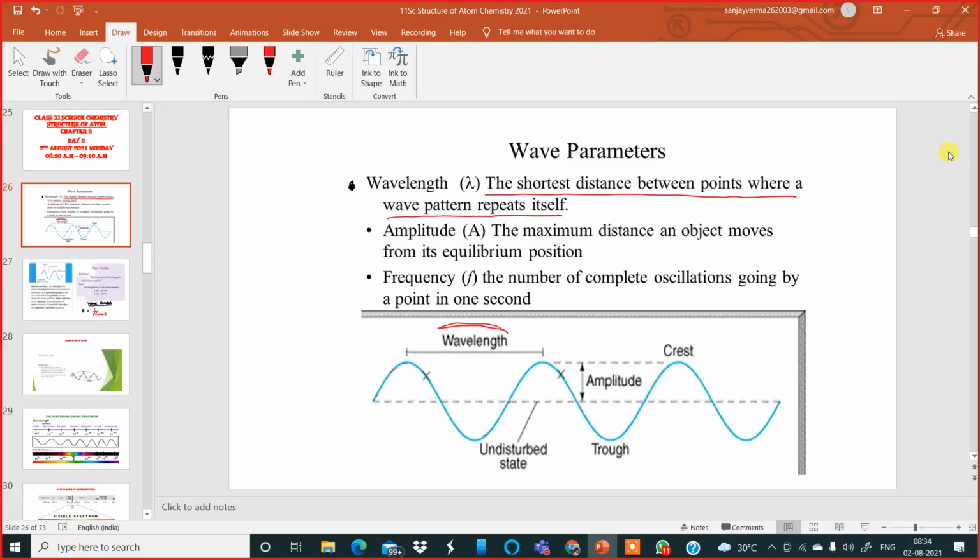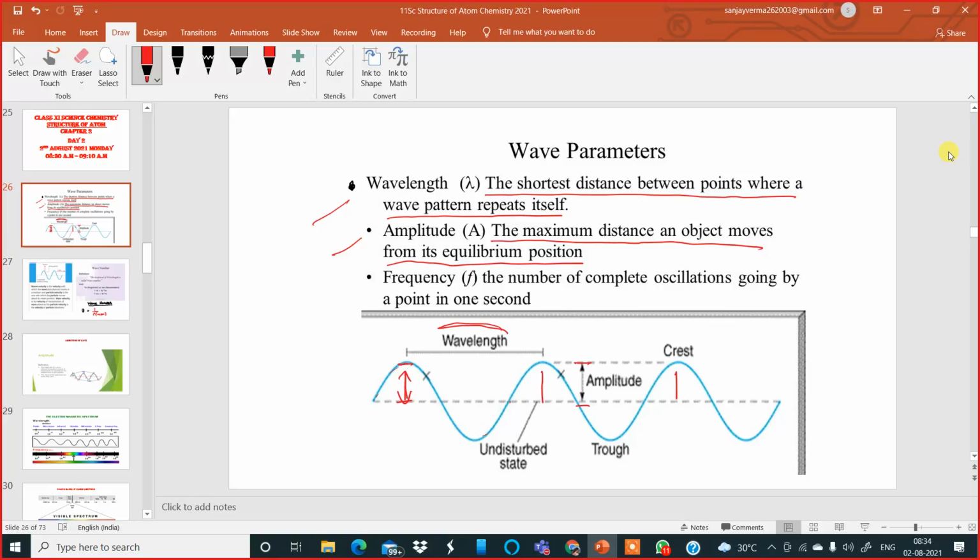Now the next parameter, as you can see, is called amplitude. Amplitude is the maximum distance an object moves from its equilibrium position. So this becomes the amplitude.